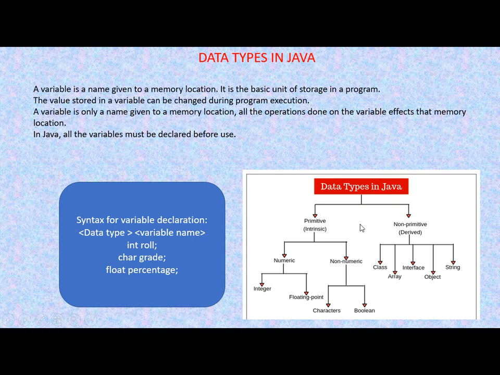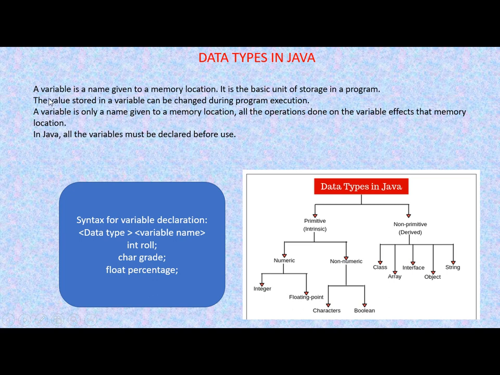It has primitive and non-primitive data types. So first of all, we will study all these primitive types. Primitive can also be called the fundamental data types. Now here you can see this primitive data type is divided into two parts, numeric and non-numeric. In numeric you have integer, float. In non-numeric you have characters, boolean. Then all this non-primitive we will study later on.